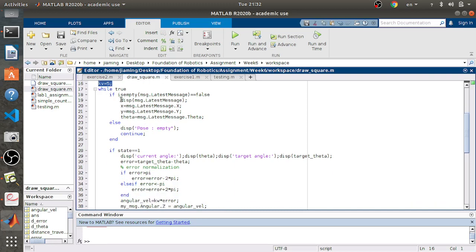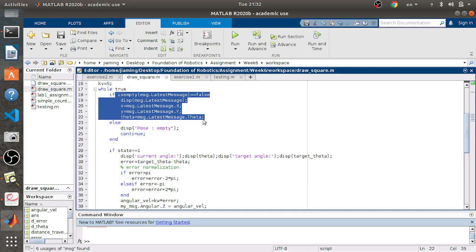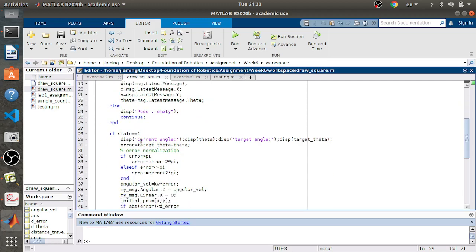So if there is no message received from the TurtleSim, then it will run this code. It will keep on running and running. And if there is any message received, then it will proceed to this code, and the x position is encoded in x, the y is in y, and the theta is the angle of the turtle in the TurtleSim. So after this, it will proceed to this code. First, I define the state equal to 1, so it will start with turning.